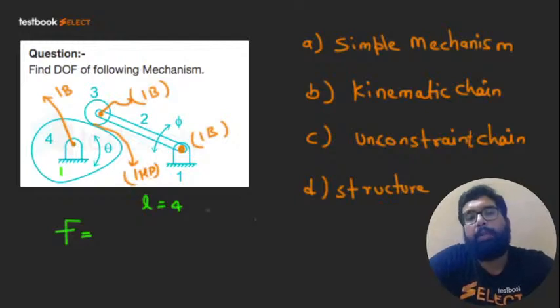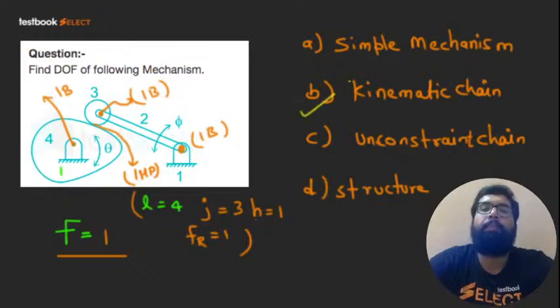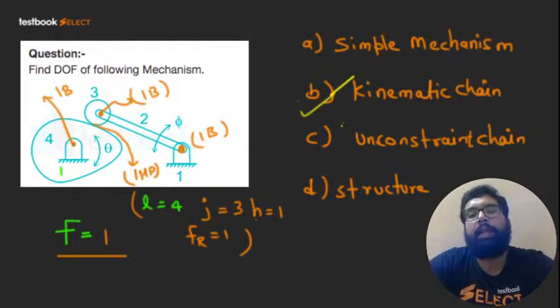So how many joints did we get? With a 3 joints we got. Higher pair we have 1. And we have 1 freedom roller as well, because this roller can rotate about its individual axis. So we have degree of freedom 1. Now, since it has degree of freedom 1, this mechanism has a single degree of freedom. So it is a kinematic chain, but not a simple mechanism.